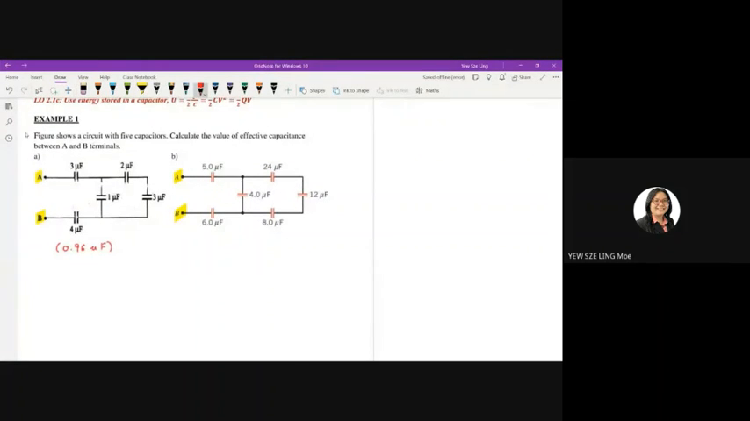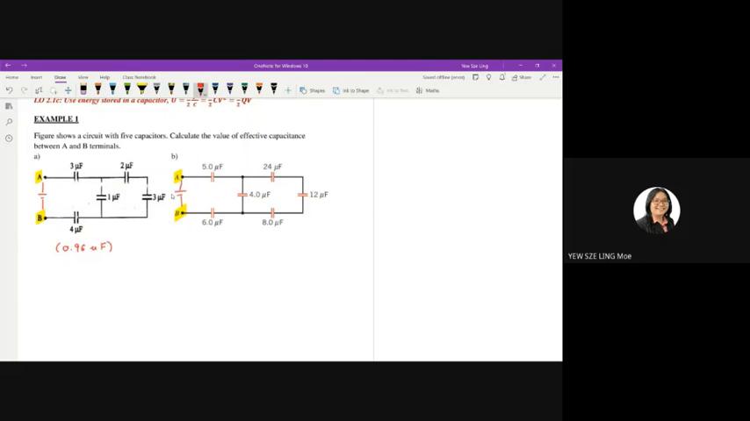Okay, now let's look at example 1. Example 1 figure shows a circuit with 5 capacitors. Calculate the value of the effective capacitance between terminals A and B. What I want you to do right now is look at the diagram. You are given A and B, the terminals, which means they are connected to the power supply. Actually there is a hidden power supply here, but the question doesn't show it.